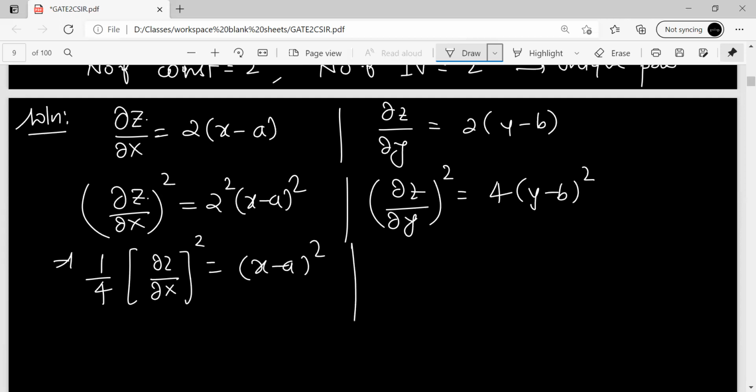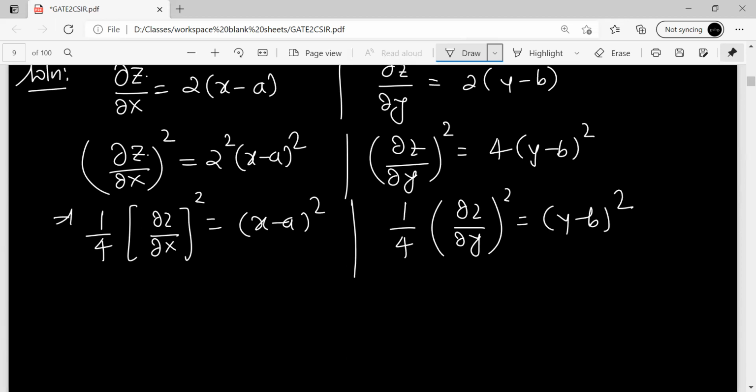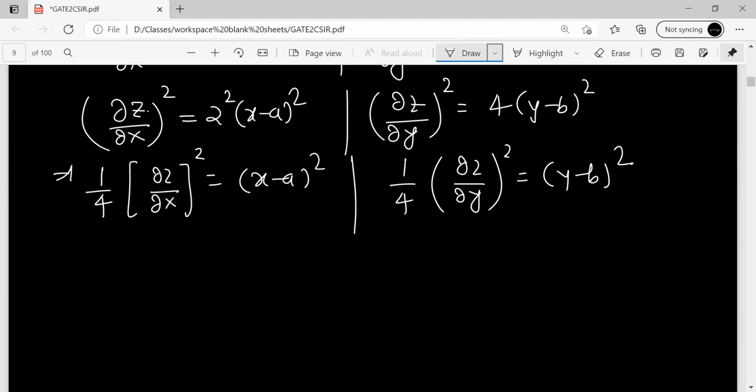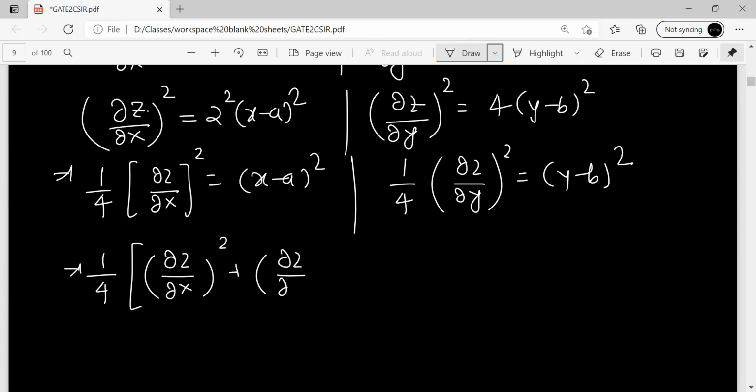square, and similarly take here 1.4 and then take this del z over del y square equals to, say, y minus b square. Now add these two equations. So I'll simply get 1.4 taken common, del z over del x whole square plus del z over del y whole square will be equal to simply x minus a square plus y minus b square.